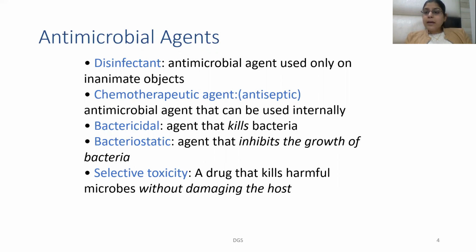Bactericidal is the antimicrobial agent which kills the bacteria. Bacteriostatic is which inhibits the growth of bacteria. When we give a bacteriostatic drug, the growth of the bacteria in the body gets inhibited, and the immunity of the body acts on the leftover bacteria and kills them. But in immunosuppressed patients, bacteriostatic drugs do not act, so we give a bactericidal drug which kills the bacteria. Selective toxicity means a drug that kills harmful microbes without damaging the host.